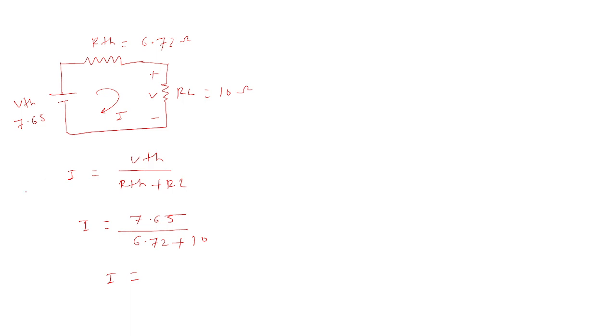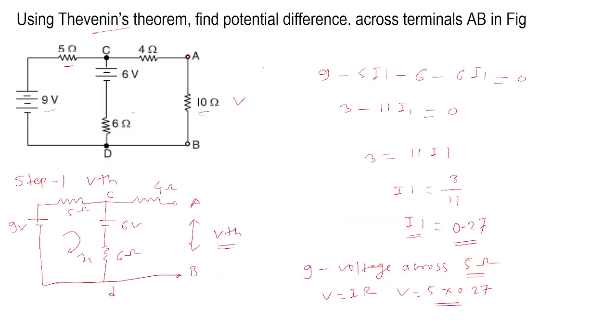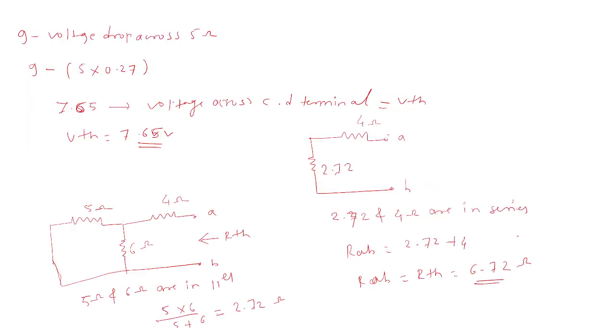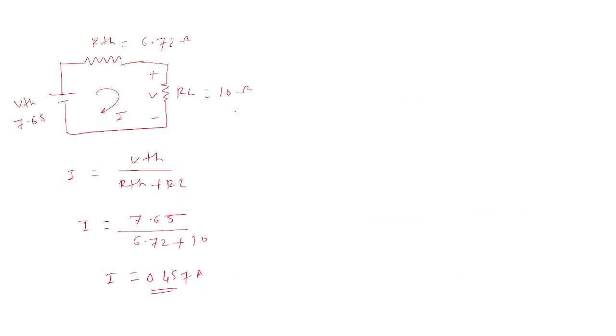Yes, so the current is 0.457 ampere. But आपल्याला काय विचारलंय? व्होल्टेज विचारलंय का करंट विचारलंय? See the example one more time. In this example, what is asked? Potential difference across AB, that is nothing but voltage across the 10 ohm resistor.